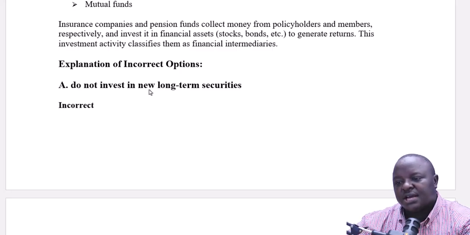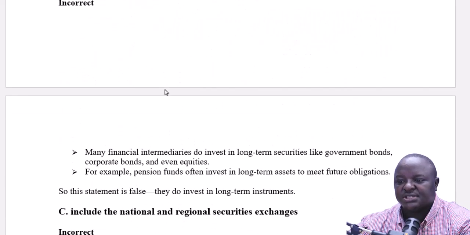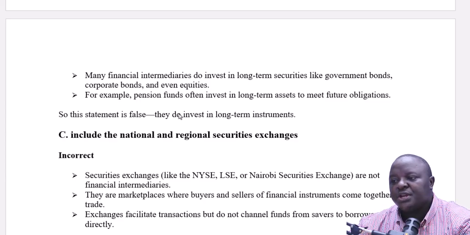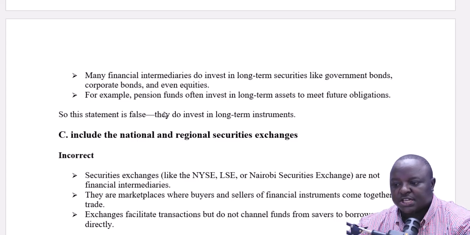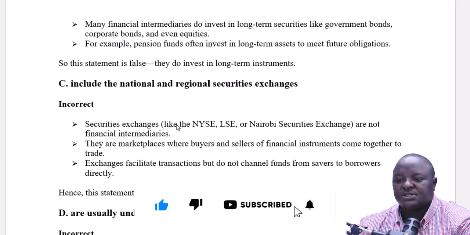When you look at the other options, for example, that financial intermediaries do not invest in new long-term securities, that is incorrect. Many financial intermediaries do invest in long-term securities like government bonds, corporate bonds, and even equities. For example, pension funds often invest in long-term assets to meet future obligations. So this statement is false, and they do invest in long-term instruments.